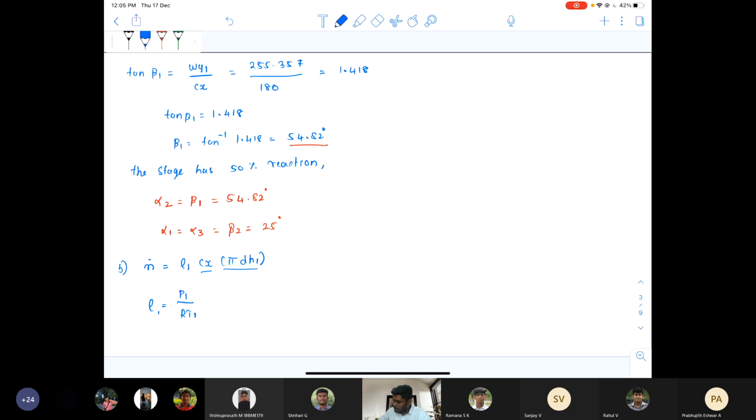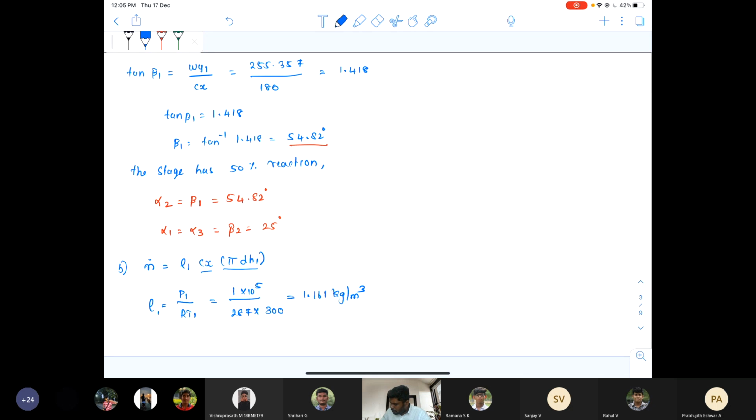That is, the value of density is given as P1 is 1 bar. Therefore, 1 into 10 to the power of 5 Newton per meter square divided by R, which is 287, into the value of T, which is given in Kelvin itself. Therefore, you can directly substitute the value of T as 300. Now, on calculation, the value of rho 1 will be 1.161 kg per meter cube.